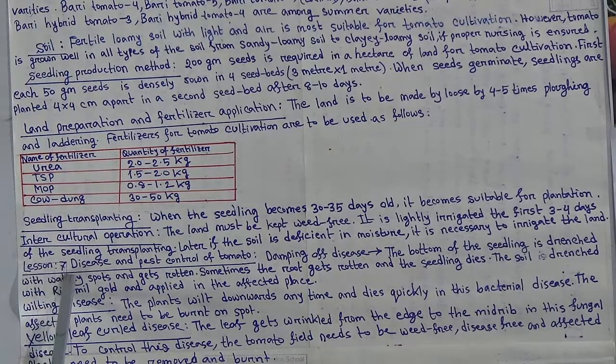Lesson 7. Now in this lesson you will get the idea about different types of disease and pest control of tomato.